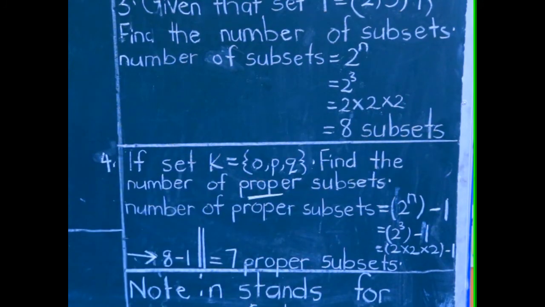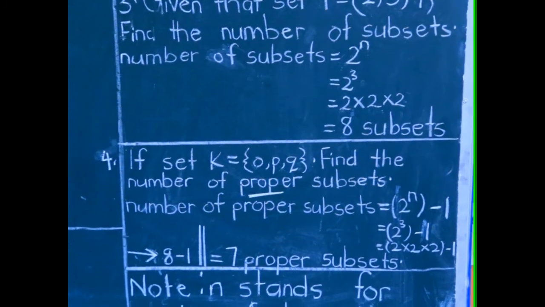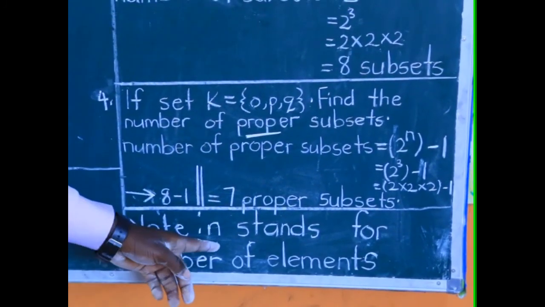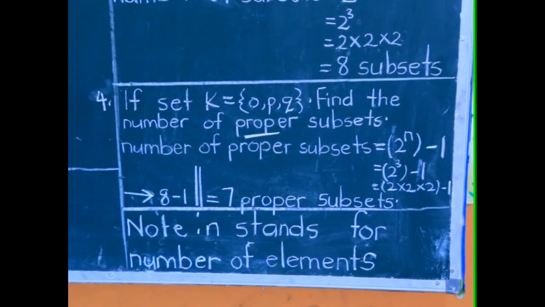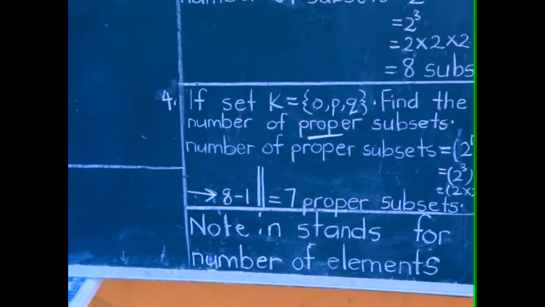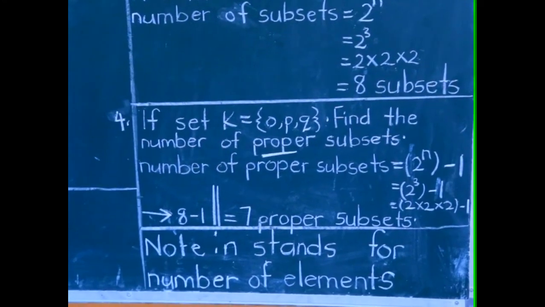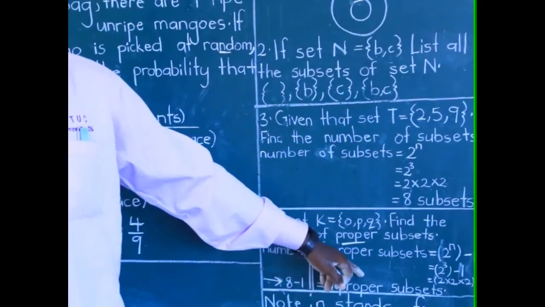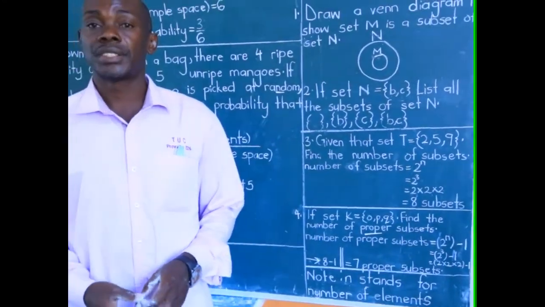So the proper subsets are fewer by 1 subset, which is the mother set, which is not a proper subset but a subset in law. Be careful about proper and just mere subsets. And like I said, you must note that n stands for the number of elements in a given set in this formula, which when used, you will be successful in getting the number of subsets and number of proper subsets.